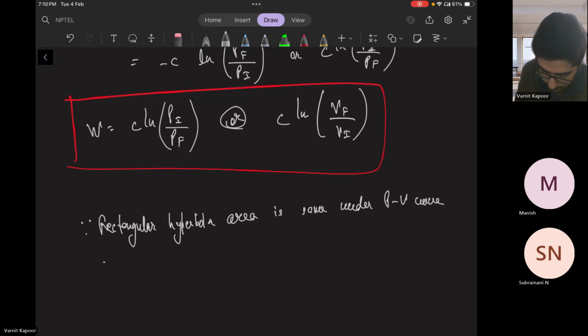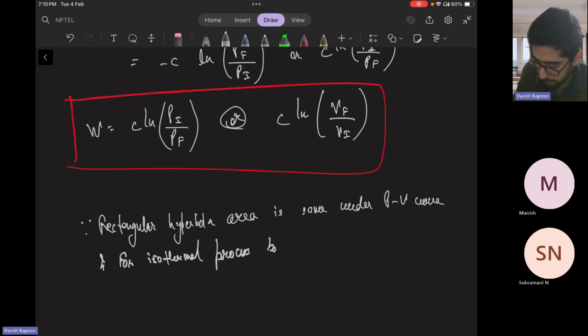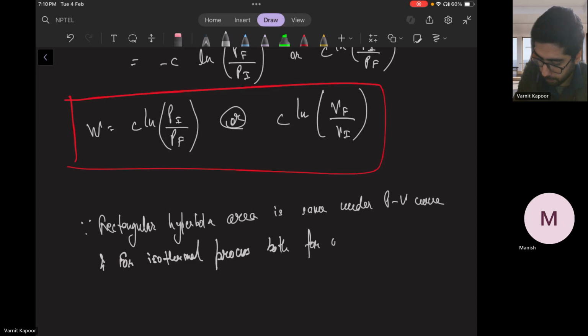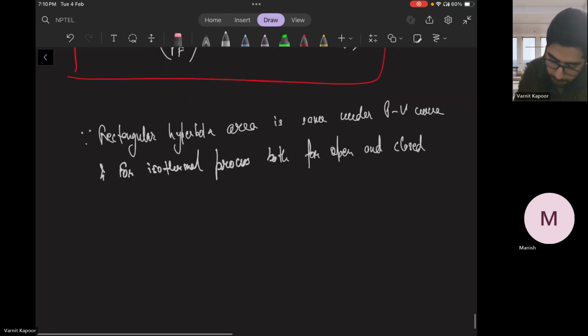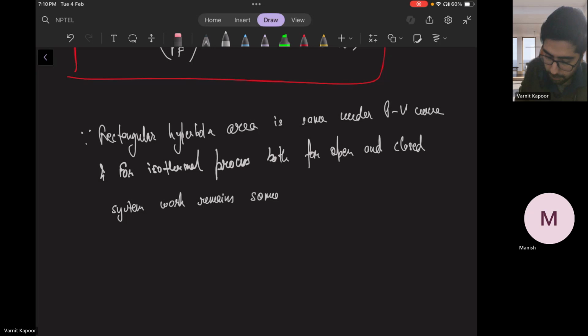And for the isothermal process, both for open and closed system, the work remains the same. Okay, all right. We have done this.